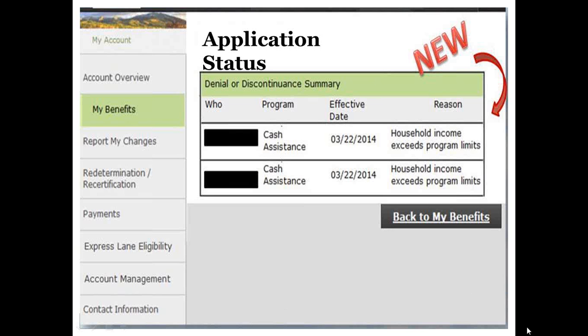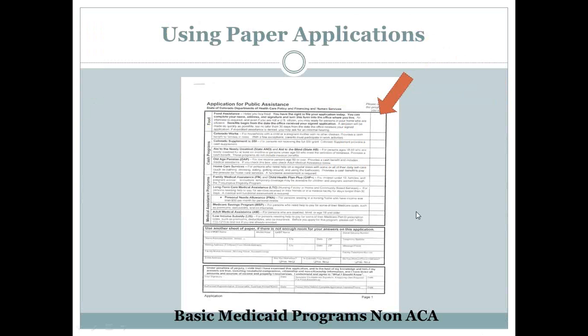So now that we've taken a brief look at the online PEAK application, let's take a little look at the paper application, which is kind of hard to see on here. But the paper application is pretty standard. There's a column that's being pointed at by the red arrow, and in most counties you actually have to choose what program you're applying for.